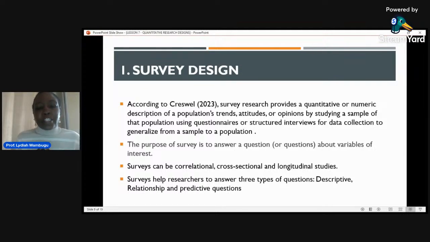The purpose of survey is to answer a question, a research question or questions about variables of interest. So when we do survey, we must have identified our variables. And we have three types of survey. We have correlational survey, cross-sectional survey, and longitudinal survey or longitudinal studies. And when we do survey, it helps us to answer three types of questions. And the three types of questions are descriptive, relationship, and predictive. So we have descriptive, relational, and predictive. That is what survey helps us to do.